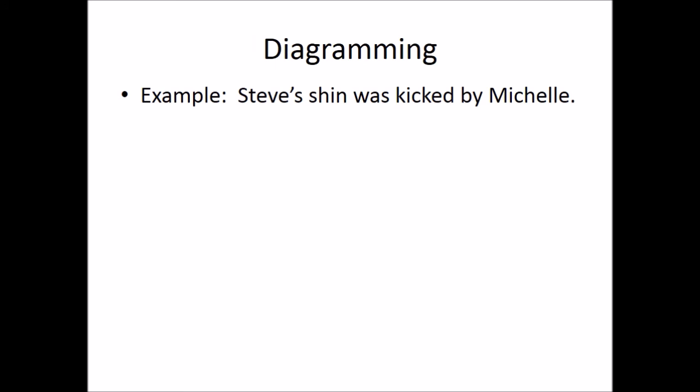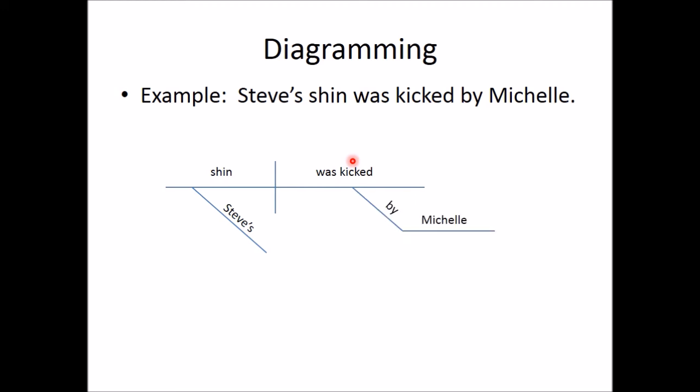So here's an example. We're going to use Steve's shin was kicked by Michelle. We're going to start with our T like always. We're going to put our subject on the left-hand side of our vertical line, and we're going to put the verb was kicked on the right-hand side. That is no different than how we would diagram any sentence. Subject on the left, verb on the right. Okay, and then all of the rest of it diagrams the same too. Whose shin? Steve's shin. That's the adjective describing shin. By Michelle is a prepositional phrase describing was kicked, right?